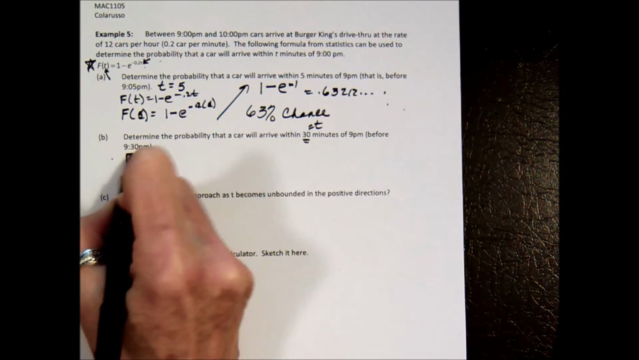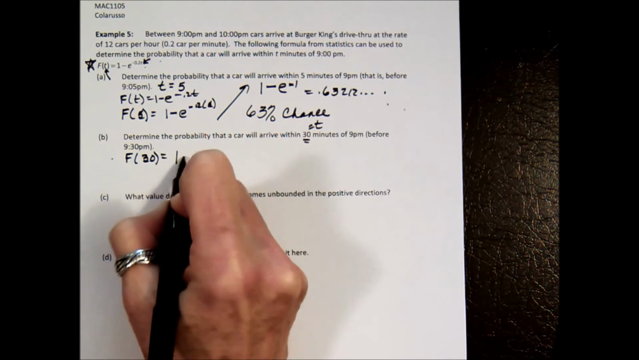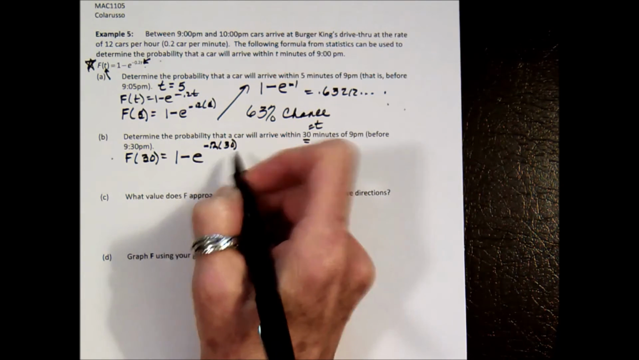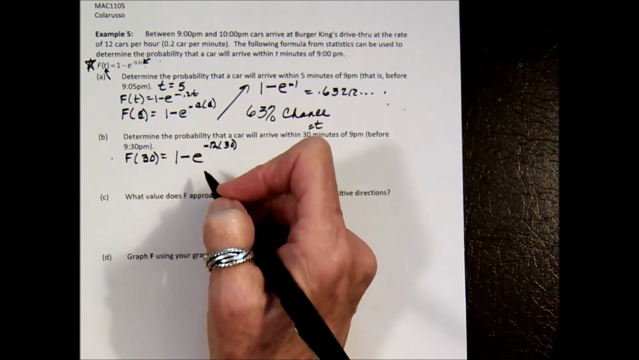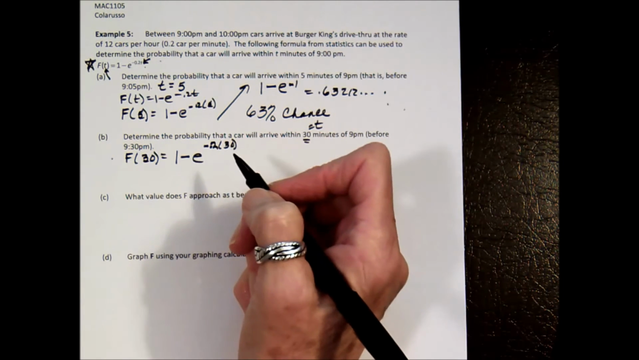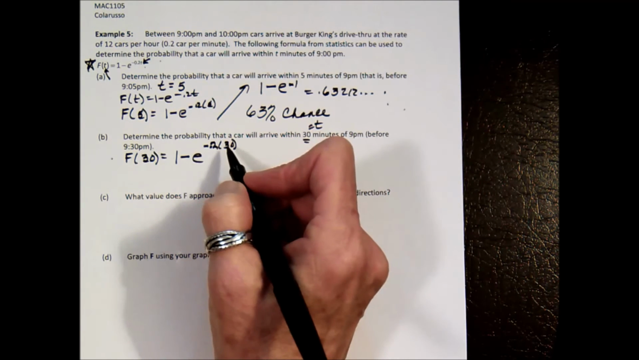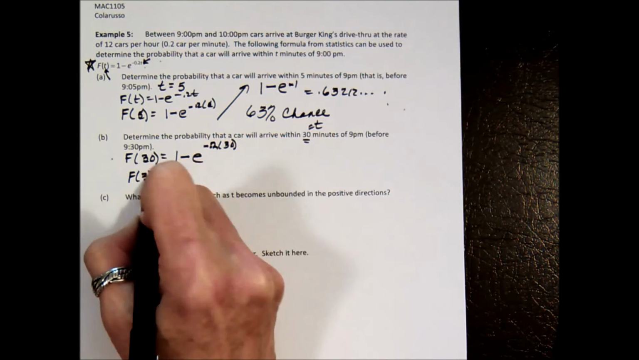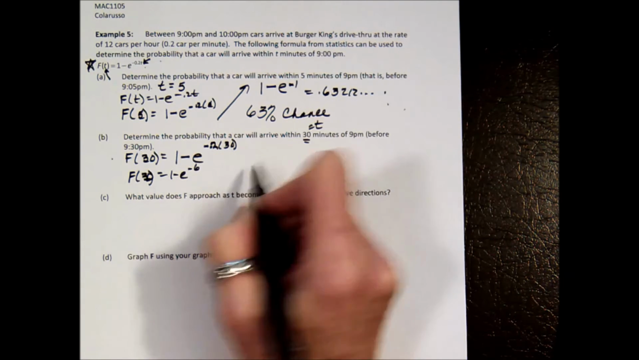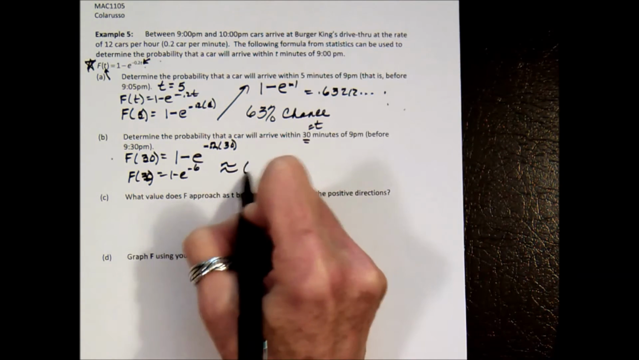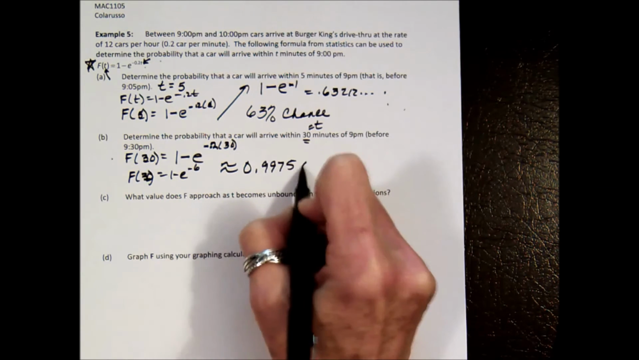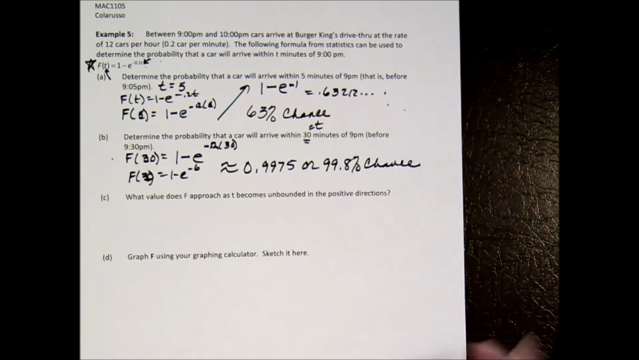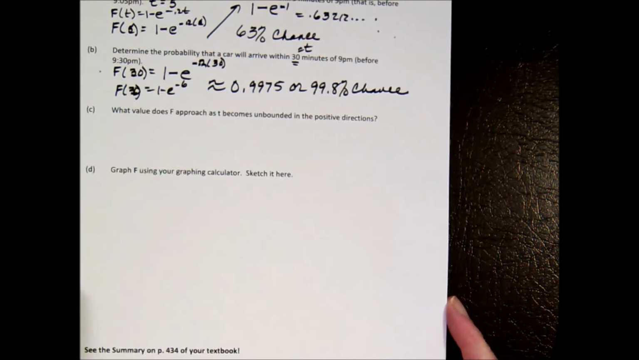So that would mean we are looking for f of 30, which will be 1 minus e to the negative 0.2 times 30. You can put that into your calculator. Go ahead and put that in. If you want to multiply this first, you can, and you're going to get 6. e to the negative 6. In fact, let's do that. f of 30 equals 1 minus e to the negative 6. And when you do that, you're going to get approximately 0.9975 or a 99.8% chance. So the more time that goes by, of course, the greater chance there is of a car going through. Doesn't that make sense?